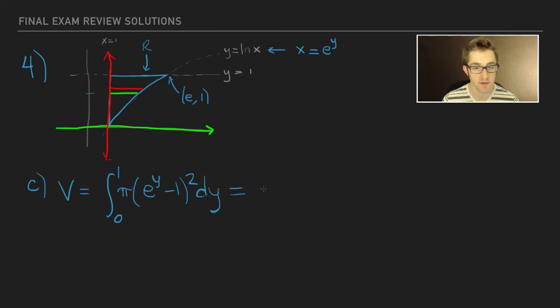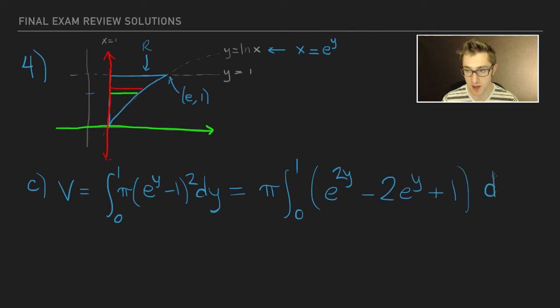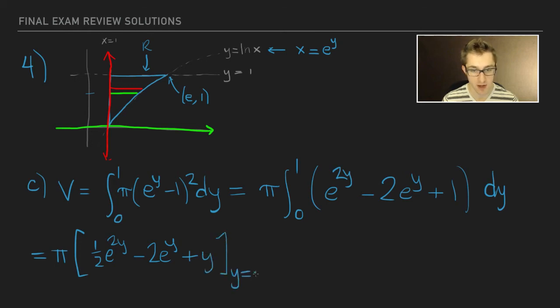Okay, so to find this integral, I'll first expand. I can take the pi outside. I have e to the 2y, which is e to the y all squared, minus 2 times e to the y times 1, plus 1, if I expand. And then for my antiderivative, I have pi times: the integral of e to the 2y is 1/2 e to the 2y. Then for 2e to the y, it is its own antiderivative, I just have 2e to the y. And then the antiderivative of 1 with respect to y is just y. And I'm evaluating from 0 to 1.